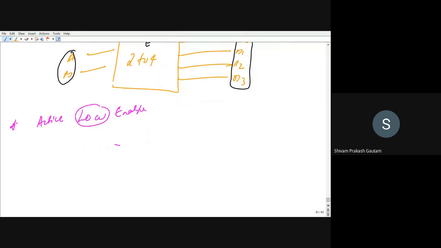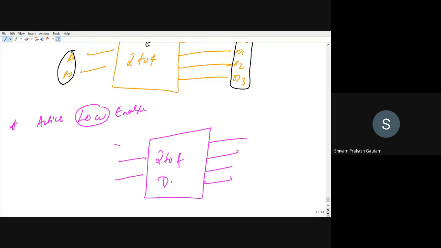In the reverse case, if we are having a 2 to 4 decoder, we have 2 inputs and 4 corresponding outputs, and here we are having an active low. So how to show the active low? You can show it by a circle or a bubble here. This is the representation for active low. So you can say here active low.